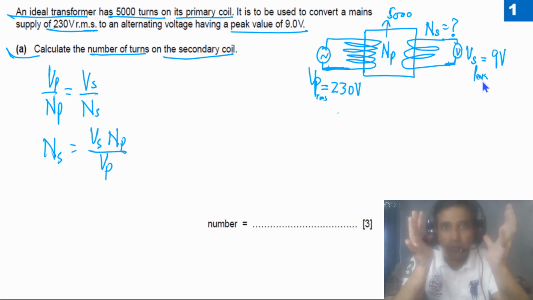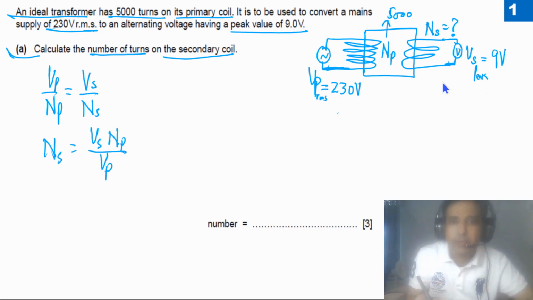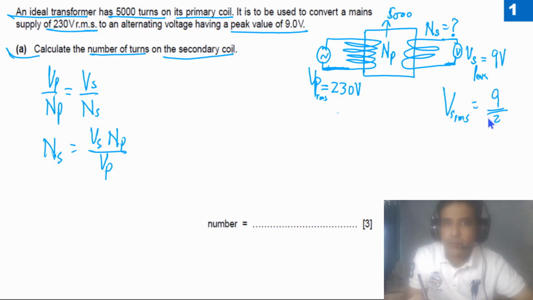Both of them should have peak values or they should have RMS values, but in this case we will convert into RMS values. So we have Vpeak, and we can convert this one into VRMS. Simply we need to divide this one by root of 2. So this is the RMS value.